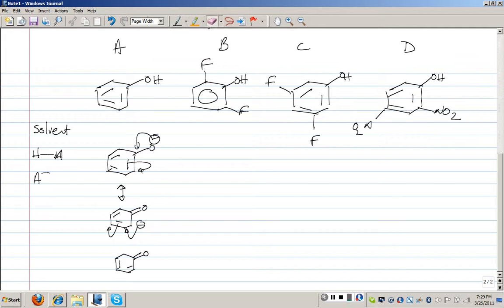Hold on. There we go. So bang, bang, bang. Okay. So here, here, and then here, and here. I'm going to put this one here. Alright, so those are the 4 resonance forms that I can draw for that phenoxide. If I look at the conjugate base for this species, and I think you can get a sense of where this is going, it's going to look like this.